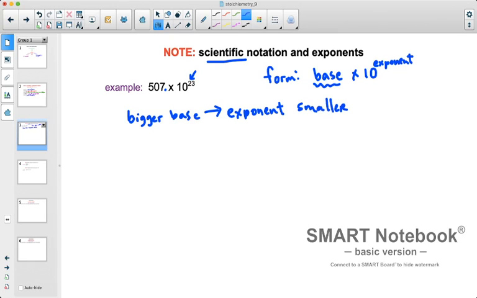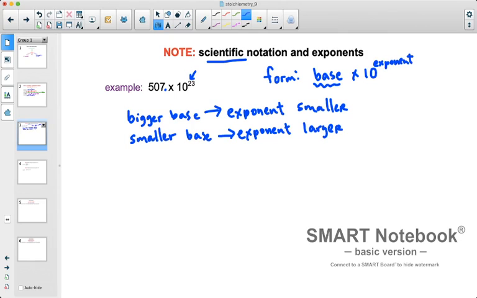Now, if I want a smaller base, like in my example here, I'm going to have to move the decimal to the left-hand side, but I'm going to see that the exponent that I use is going to be larger.